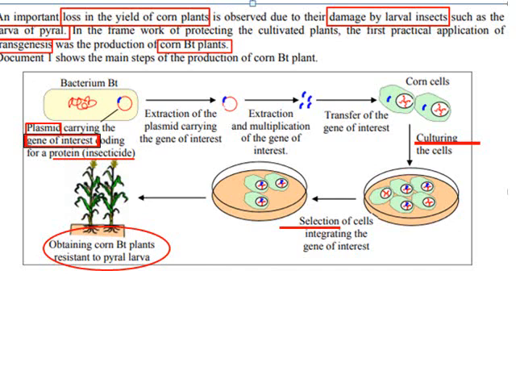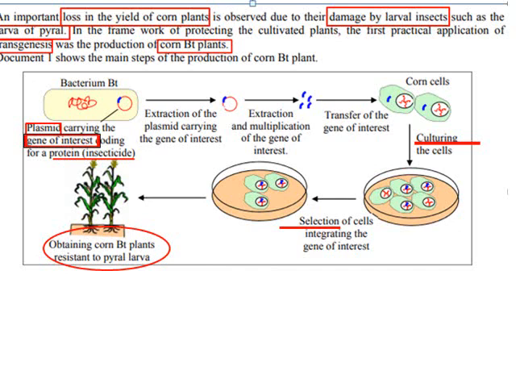So back to the exercise, we are having a loss in the corn plants, and that's because they are being damaged by the larval insects, specifically the larva of pyrale. To solve this problem, they use a transgenesis procedure, where they produced corn BT plants that are resistant to pyrale larva without the need of using insecticides.